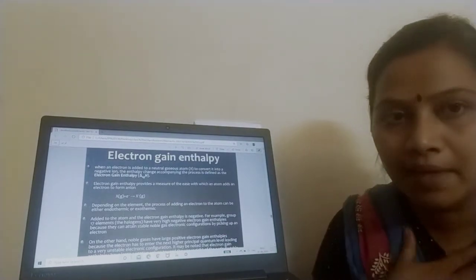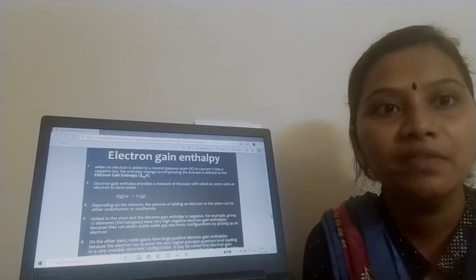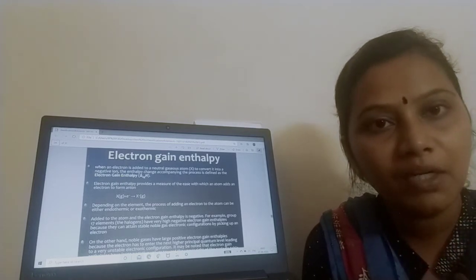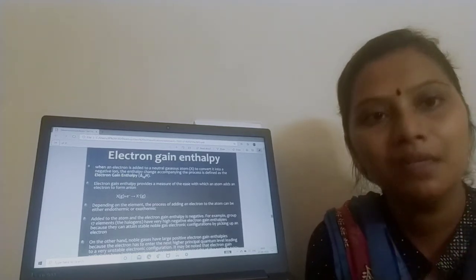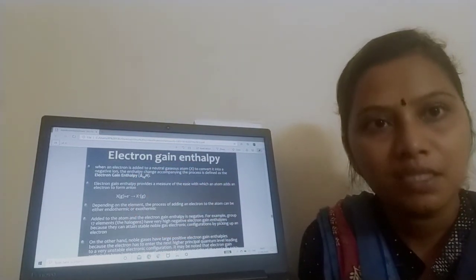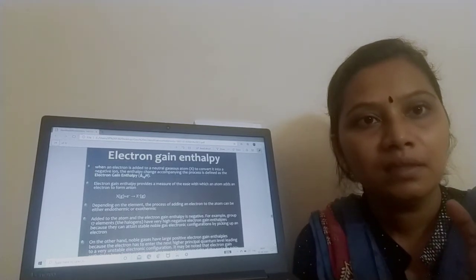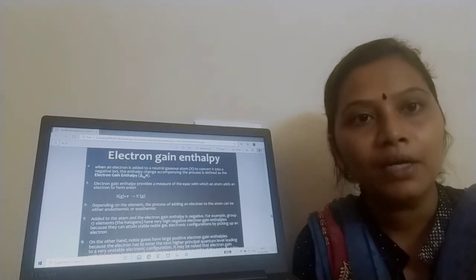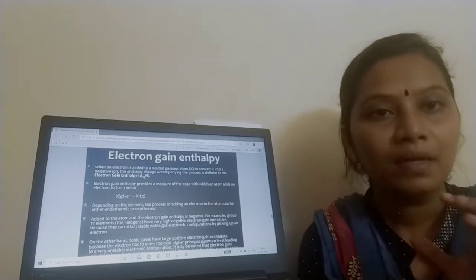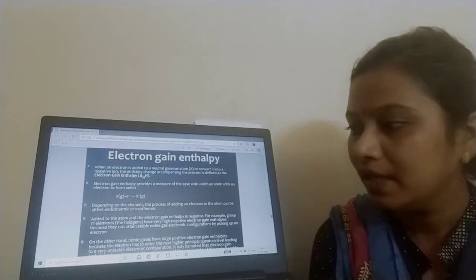Now I am a gaseous atom, say for example X. If I acquire one electron, I have acquired one extra negative charge. So instead of being a neutral atom, I have been converted to a negative ion. Whatever enthalpy change accompanies this process is called electron gain enthalpy. I will repeat once again: the process of converting a neutral atom to a negative ion by gaining an electron, and the enthalpy change accompanying this process, is called electron gain enthalpy.